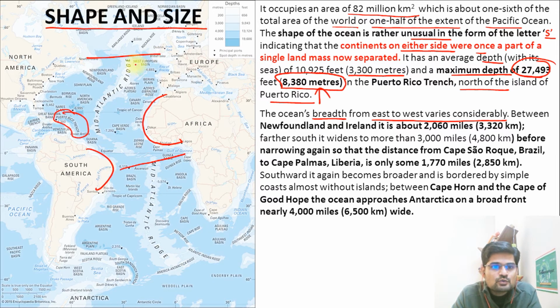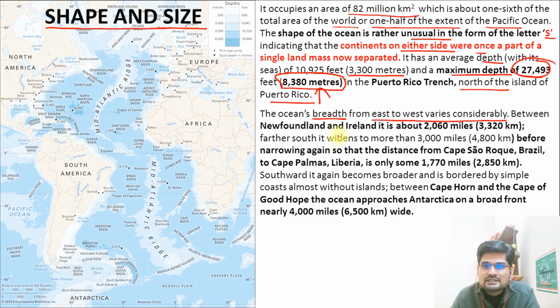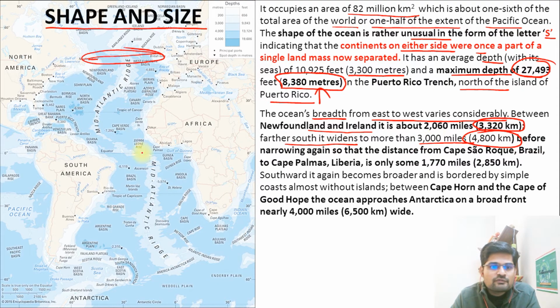So remember, from east to west, every place, because it is a sigmoid or S-shaped ocean, you see there is a difference, right? Not everywhere is the same length if you observe. So what is here? Newfoundland and Ireland area. This particular area is the shortest that you see, right? So it is about 3,320 kilometers. And farther south, it widens to more than 3,000 miles. That is about 4,800 kilometers before narrowing again.